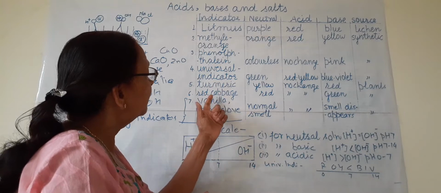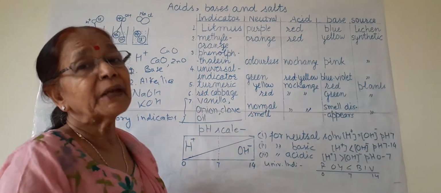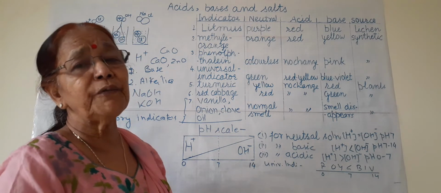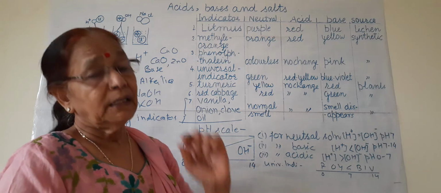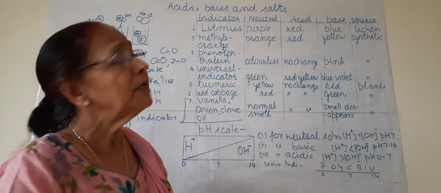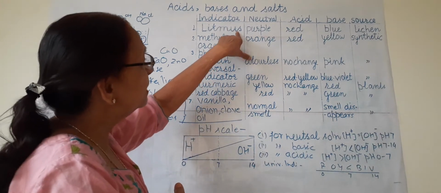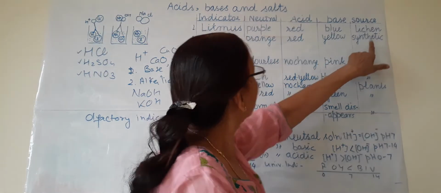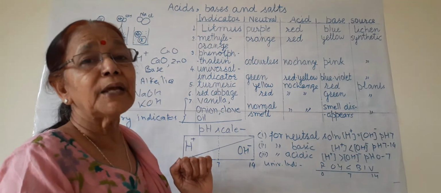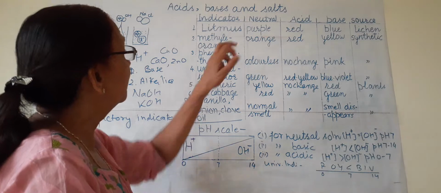Other than turmeric and red cabbage, there are the extracts for some flowers also, like petunia, hydrangea and many more flowers. They give the colored juice, which are also indicator of acid and bases. So these are natural. How many? One is litmus, it is written natural, then turmeric, red cabbage. They are natural color indicators. So we should see what are they doing.